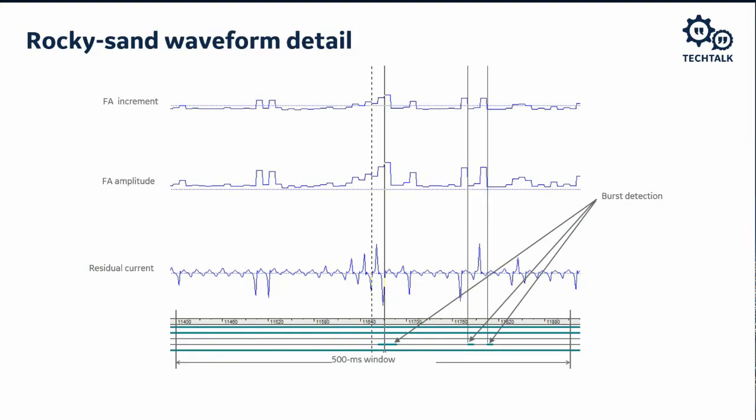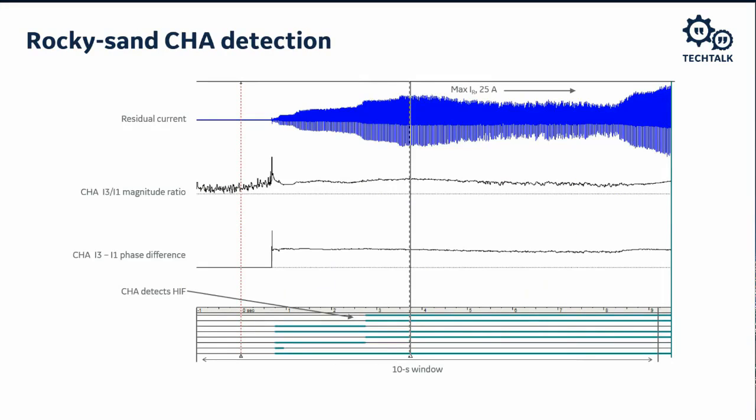When we zoom in on the rocky sand waveform, we can see the FA increment increasing, causing burst detection. The component harmonic analysis, CHA, algorithm produces an HIF output for this arcing. The third harmonic ratio increases and the phase difference shifts. The CHA algorithm detects.